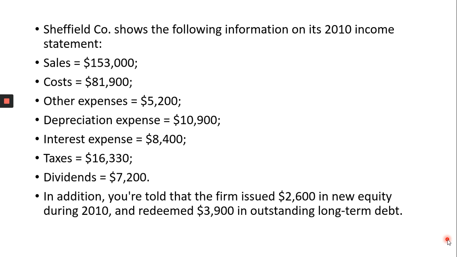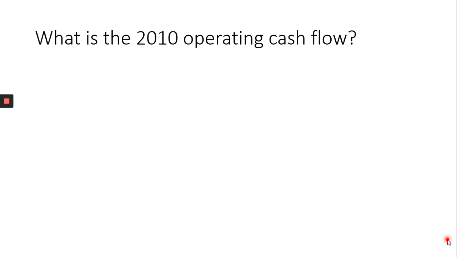Now, let's answer the question. The first question is, what is the 2010 operating cash flows? So operating cash flows, the equation is very easy. Operating cash flows is, if you add EBIT, that means earnings before interest and tax, depreciation, and then if you deduct the total tax, you will get your operating cash flows.